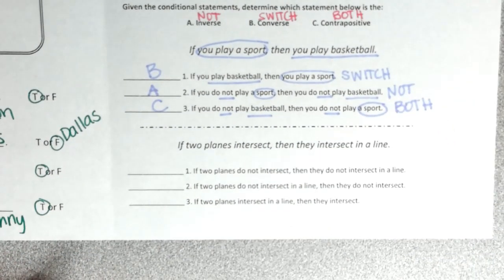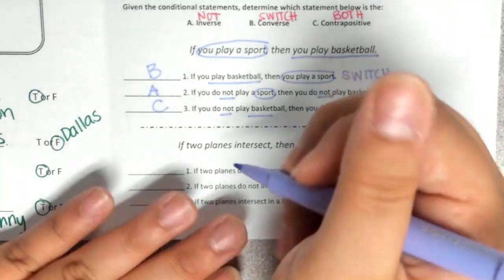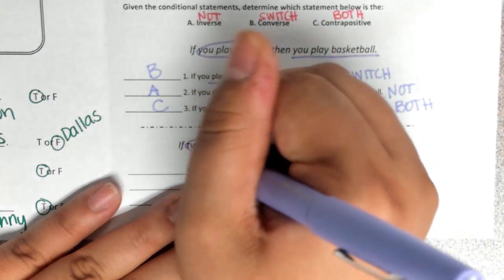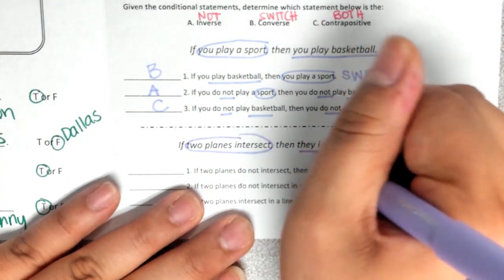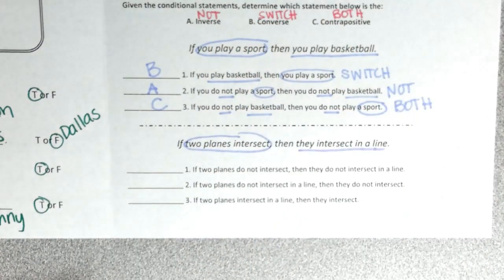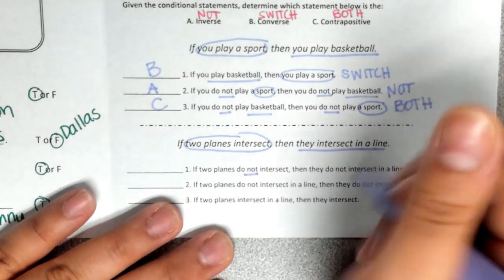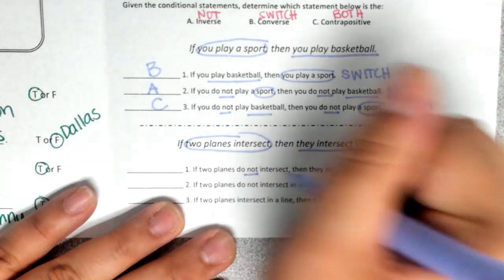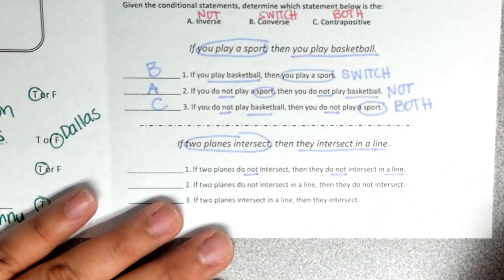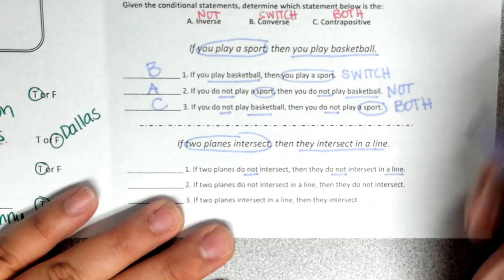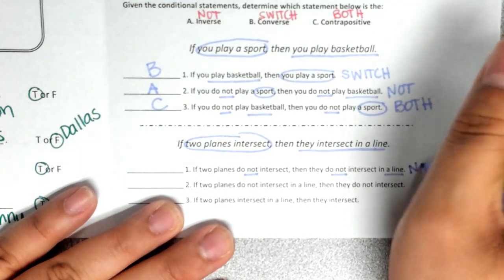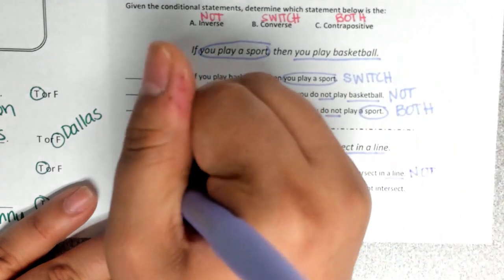Y'all look up. Next one. Write down as I write down. That's showing work, and that gets you some partial credit. If two planes intersect, that's my hypothesis, then they intersect in a line. Number one says if two planes do not intersect, then they do not intersect in a line. This one was confusing because both sides had intersect. But what did it do? Did it do both or just the not? Just A.